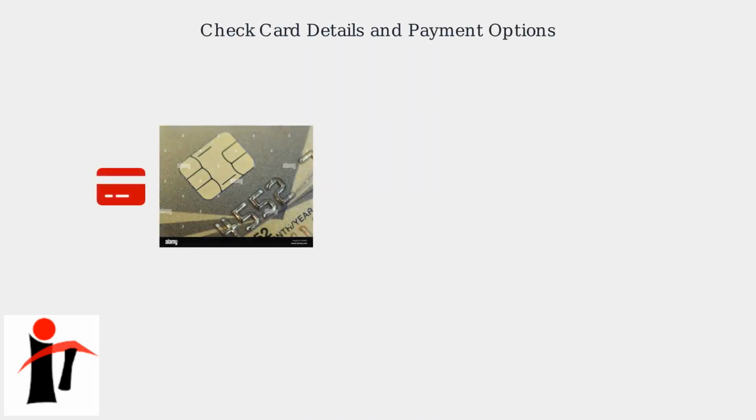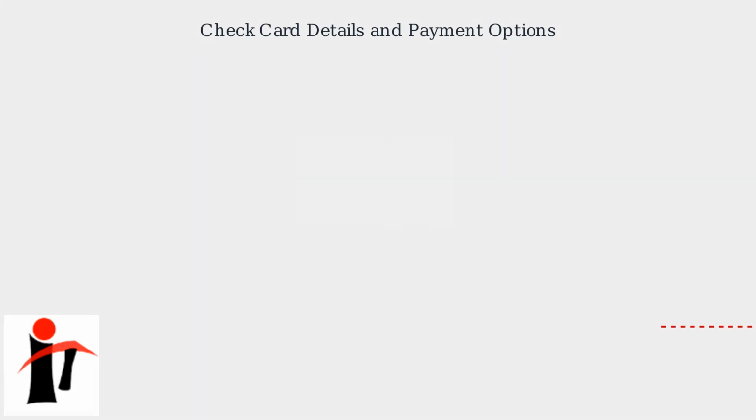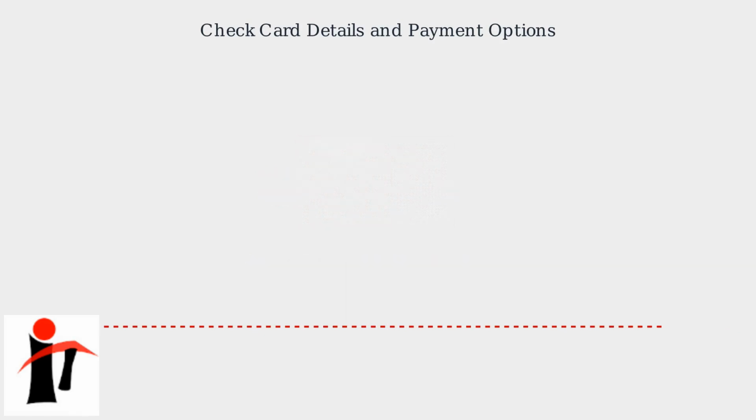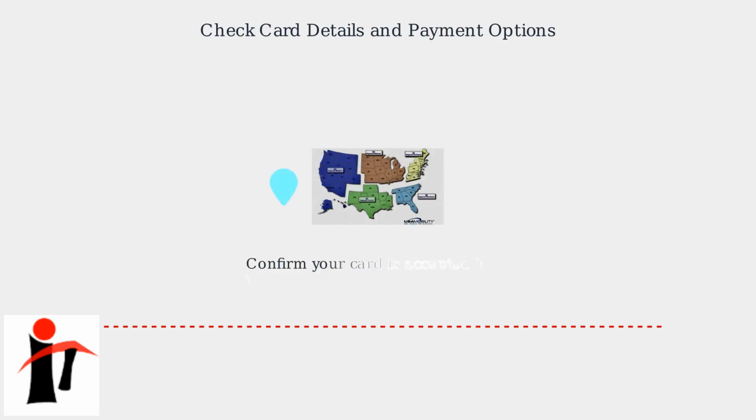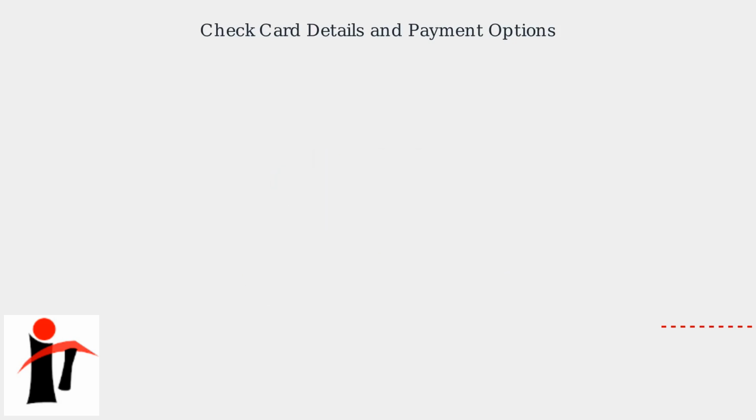First, ensure your credit or debit card hasn't expired and that you have sufficient funds available for the transaction. Some card issuers may flag international transactions or require additional verification, especially for prepaid cards. This can cause payment rejections even with correct billing addresses. Also, confirm that your card is accepted in your region. American Express, for instance, has region-specific limitations in some areas.